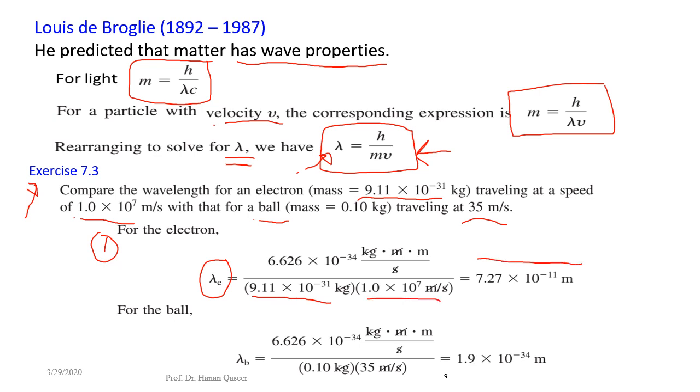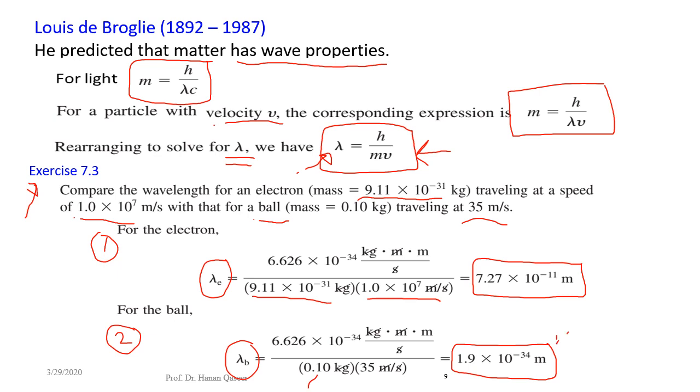Then we get the de Broglie wavelength for this electron, which is equal to 7.27 × 10^-11 meters. While for the ball, second, lambda for the ball is equal to Planck's constant divided by the mass of the ball multiplied by its velocity, and this gives us 1.9 × 10^-34 meters.